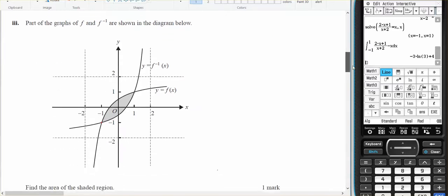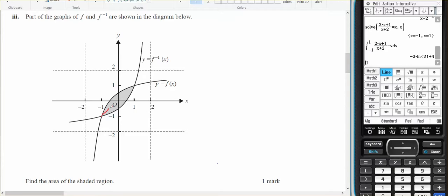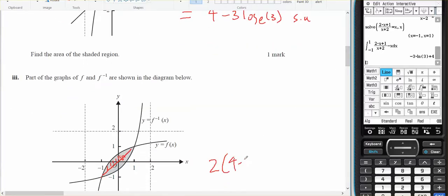If I'm looking for the shaded region of this, well, if I put my line of y equals x, that's what I got on the last part. So the area will be 2 times whatever I got last time, which was 4 minus 3 log base e of 3 square units, or 8 minus 6 log base e of 3 square units. Okay, so that should be it.